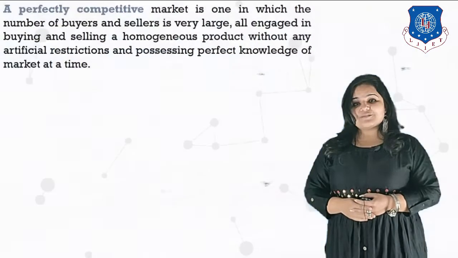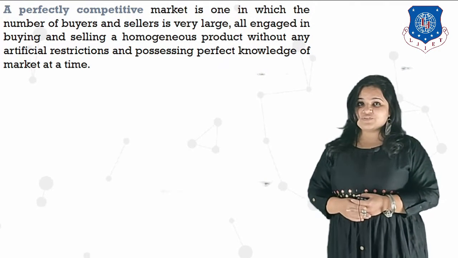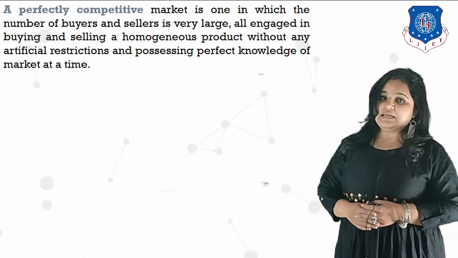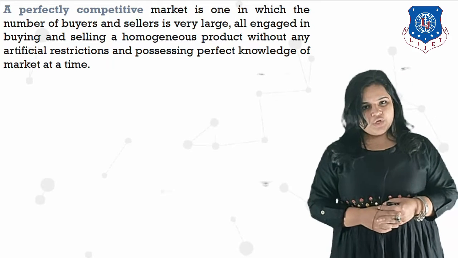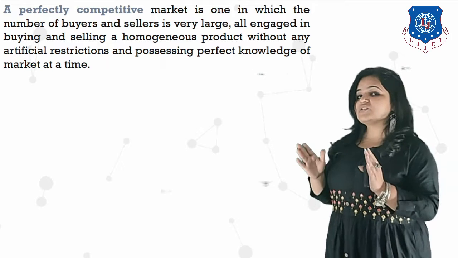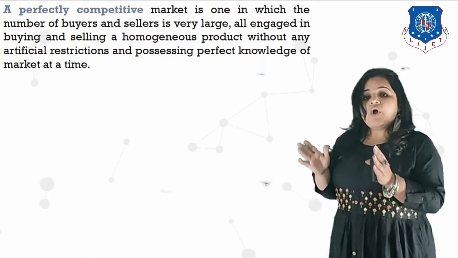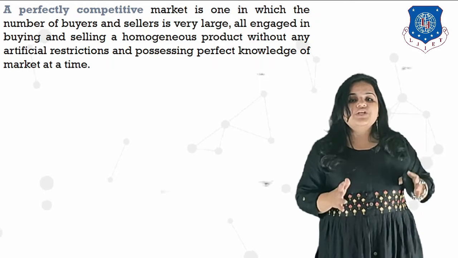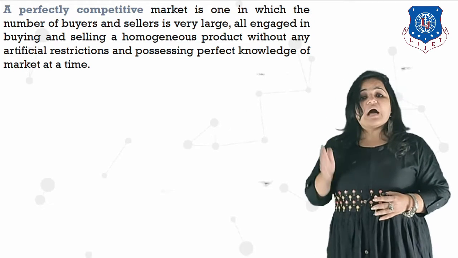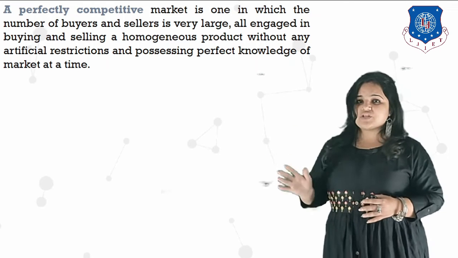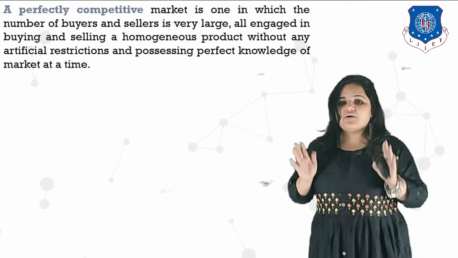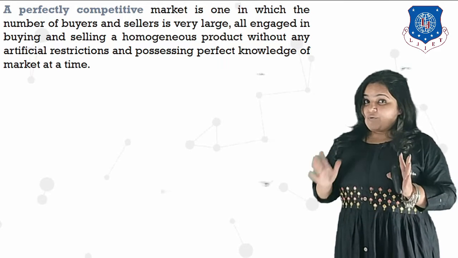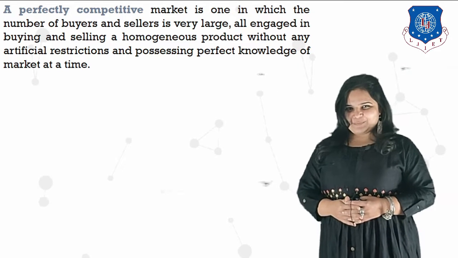Let us see what is meant by perfect competition and some of its examples. A perfect competitive market is one in which the number of buyers and sellers is very large, all engaged in buying and selling a homogeneous product without any artificial restrictions and possessing perfect knowledge of the market at a time. Okay, many things there to grasp.